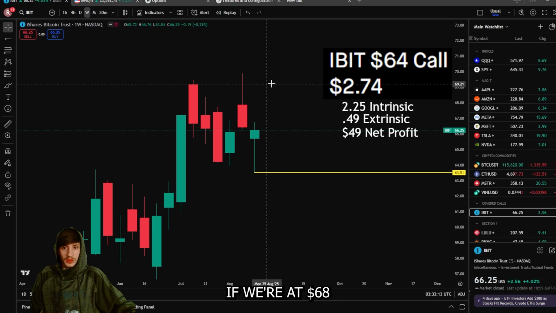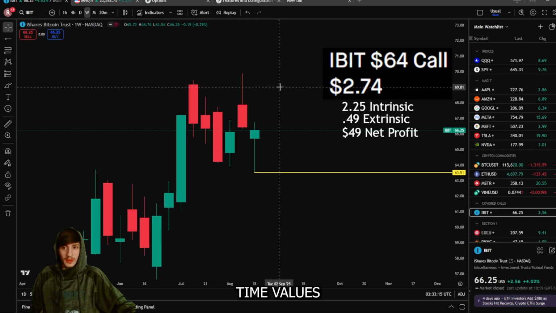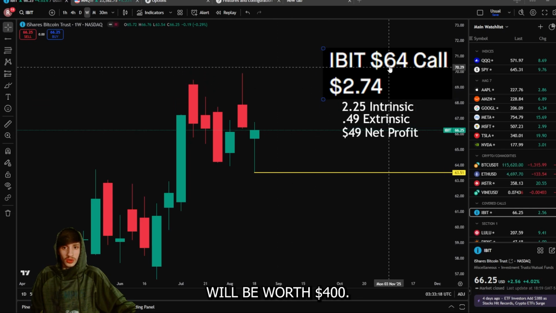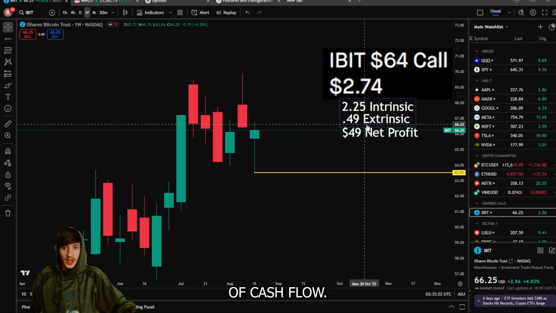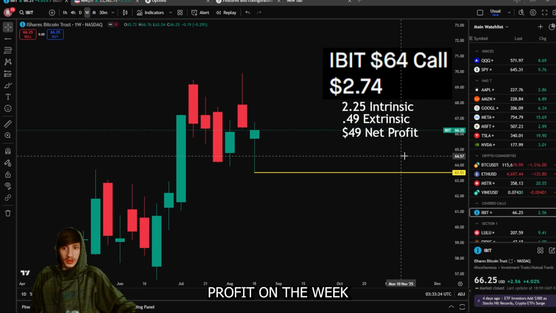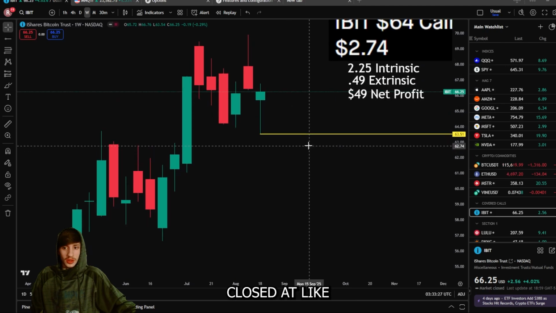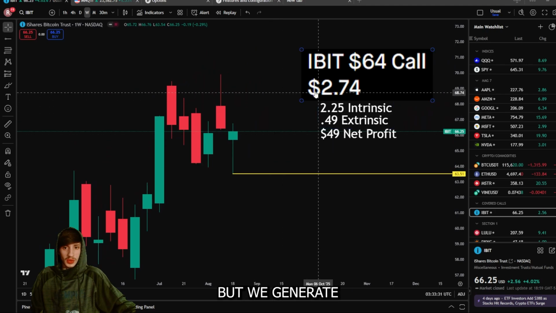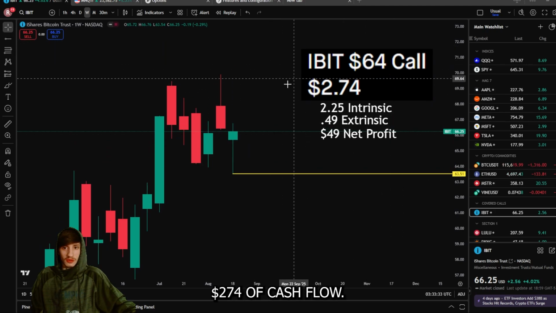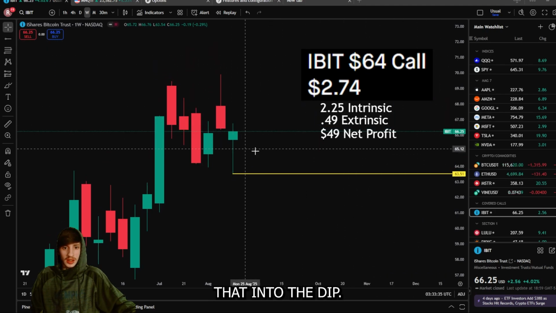So for example, if we're at $68 when we roll, time value is completely worthless, the contract will be worth $400. So we lose $130 of cash flow, but we make our full net profit on the week. And then vice versa, if we closed at like 63, for example, we'd lose $51, but we'd generate $274 of cash flow, and then we could invest that into the dip.